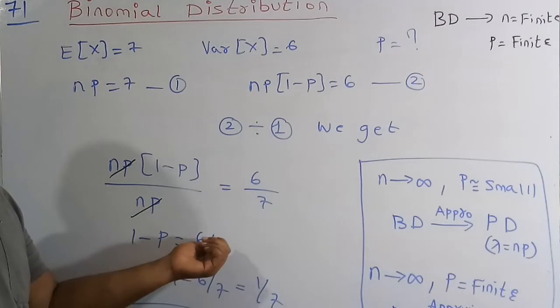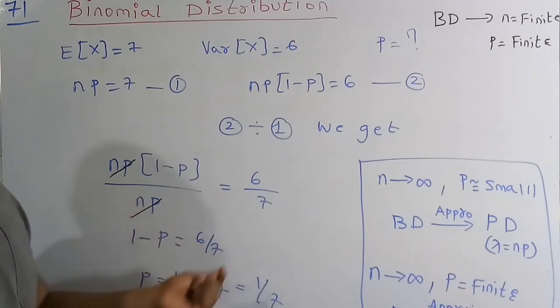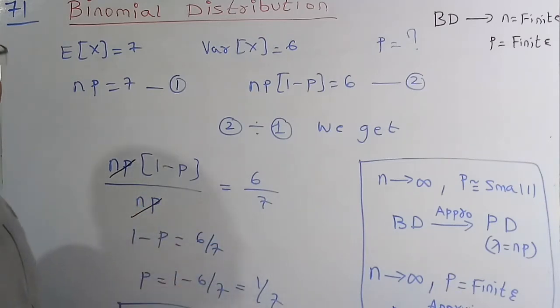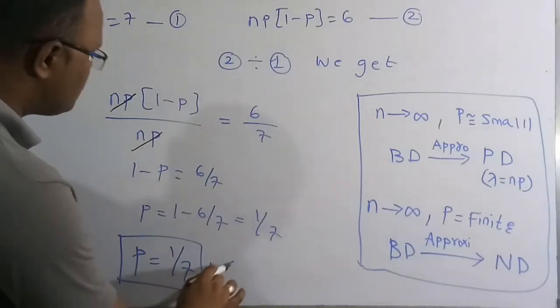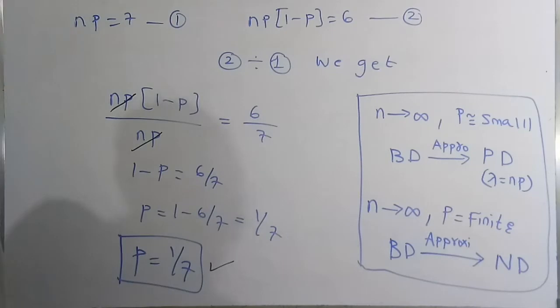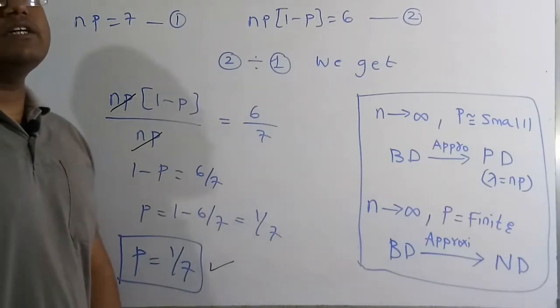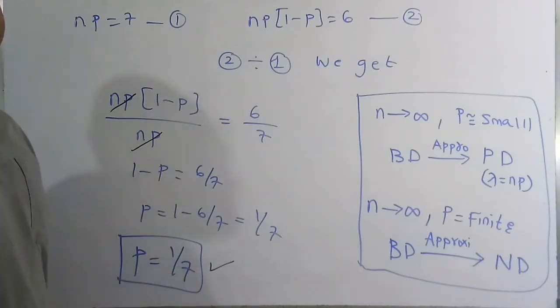I take the 6 by 7 to the LHS and I will take the p to the RHS. We are going to get p is equal to 1 minus 6 by 7. It is equal to 1 by 7. So therefore we can say p is equal to 1 by 7 is the correct solution of this question. So therefore the probability of the success of the event is equal to 1 by 7.